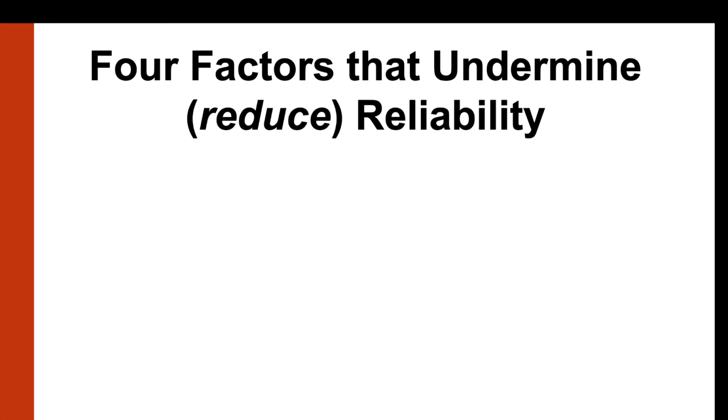What are some ways that you can reduce that error so that you can get closer to a person's true score, or reduce that error in an experiment so that you can get a more reliable result? Here are some of the things that can reduce your reliability, either when you're measuring a personality construct or when you're conducting a study. One of the first things is low precision of measurement.